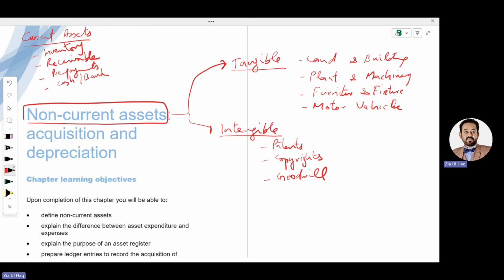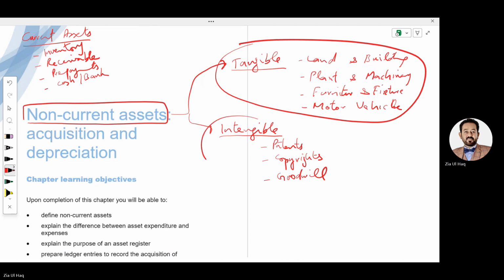In our syllabus of financial accounting, we need to discuss tangible non-current assets. The discussion of intangibles is not in our syllabus. You will study intangible assets in the financial reporting paper. Currently, we are studying financial accounting. There are two more accounting papers, financial reporting and strategic business reporting. So what are the non-current assets? Land and building, plant and machinery, furniture and fixtures, motor vehicles.